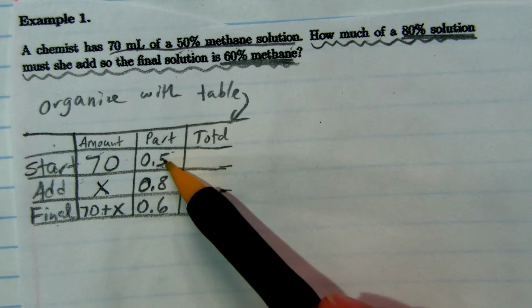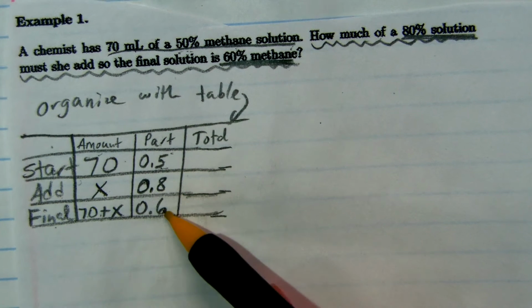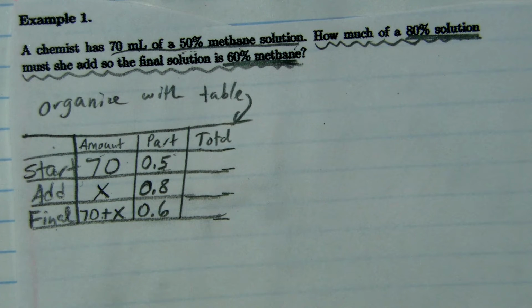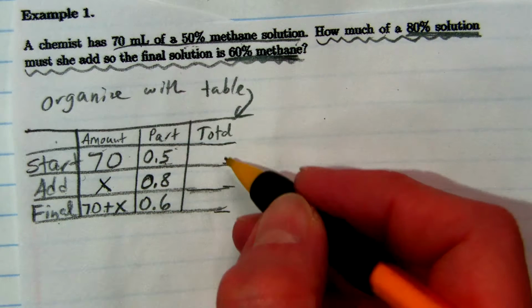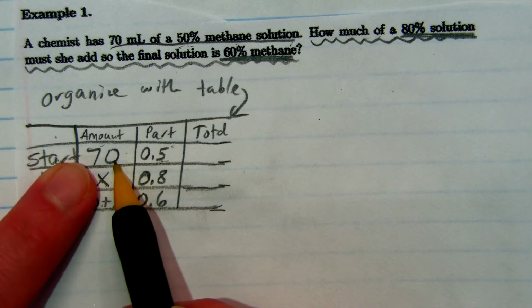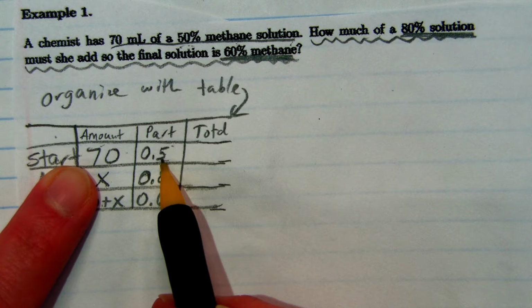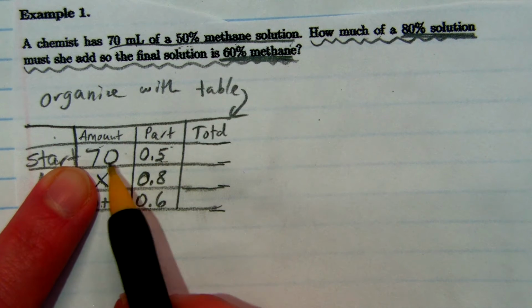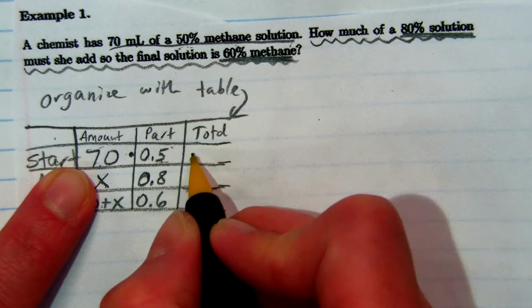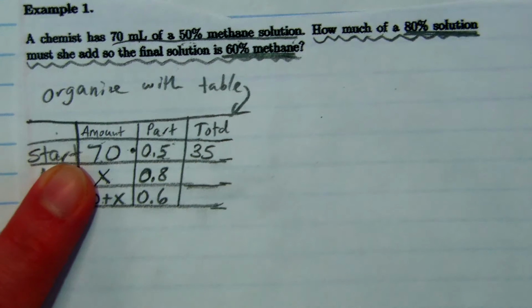We're starting with 50% methane. We're adding some 80% methane. And it's going to settle out somewhere to end up being 60% methane, somewhere in the middle. So if we do the totals column, if we're starting with 70 milliliters and half of it's methane, half of 70, if I multiply these together, half of 70 is 35. That means 35 milliliters are methane and 35 is something else.